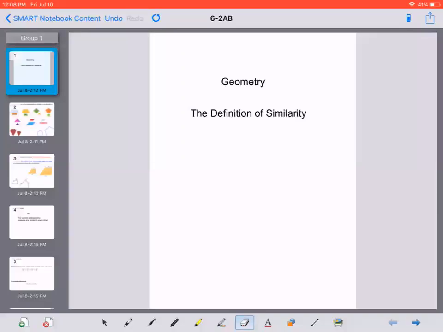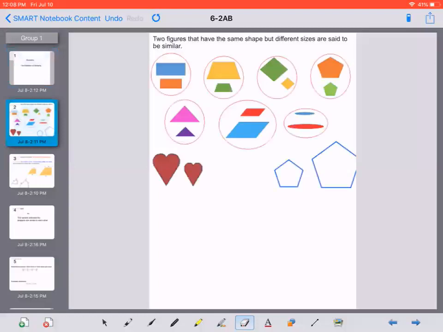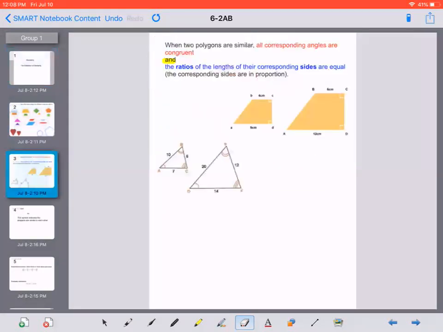Hello, geometry students. Today we're going to talk about this definition of similarity. A loose definition is two figures, if they have the same shape but different sizes, are said to be similar. But here in geometry class, we have a more specific definition. If two shapes are similar, it means two things.